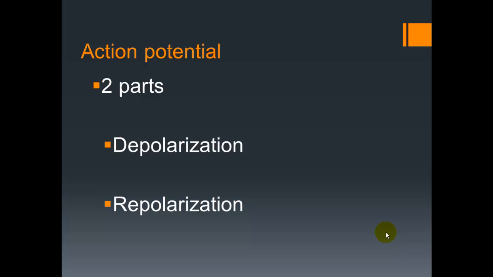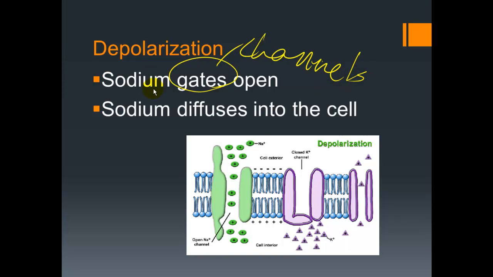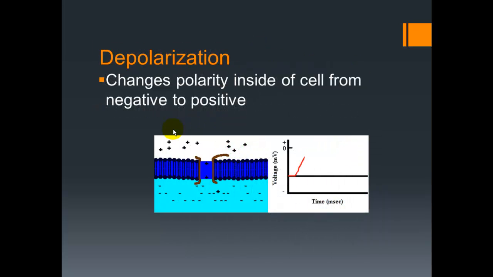Depolarization, part 1. Repolarization, part 2. Depolarization: sodium gates open. Gates, or channels, means passive transport, no ATP. So the sodium that was outside of the cell is now going to diffuse in. This is passive transport, no ATP energy needed. Depolarization is going to cause the polarity on the inside to change from negative to positive. And we're seeing this graph, it goes up to positive 40.